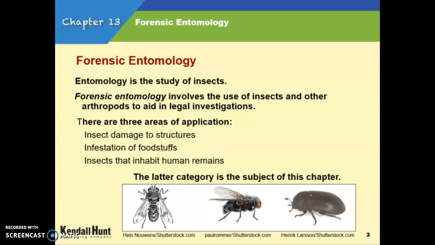So entomology is the study of insects. Forensic entomology involves the use of insects and other arthropods to aid in legal investigations. There are three areas of application. We have insect damage to structures, infestation of food and foodstuffs, and then insects that inhabit human remains. Now, insects that inhabit human remains are probably the most popular form, and this is the one that we're going to mainly focus on.